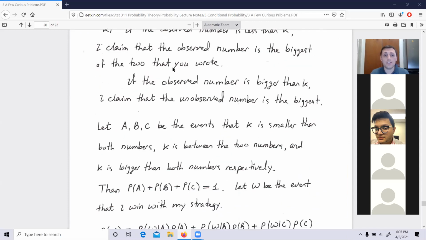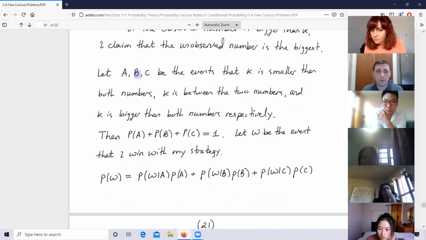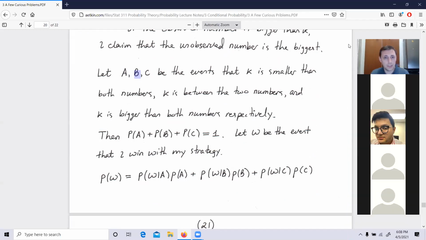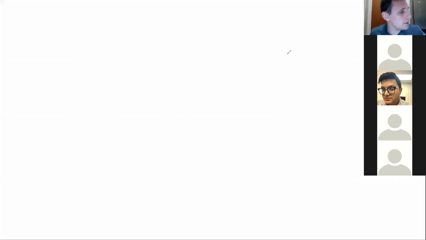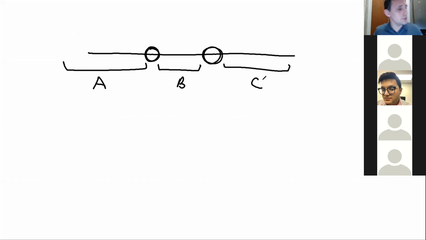So here is the situation, guys. Let's suppose that A is the event that the number that I generate is smaller than both numbers. B is the event that it's in the middle, and C is the event that it's bigger than both. Okay, I will draw it for you just in case you're not clear what's happening here. You see, guys, so there are two numbers that you generate. Here is one number and here is another number. Those are the numbers you have picked. Good. So this region is region A. This region is the region B. And this region is the region C.